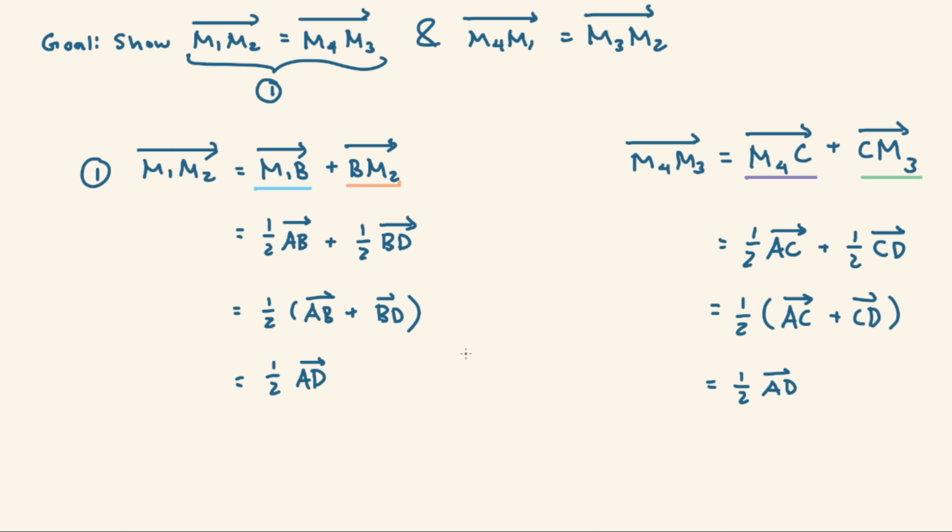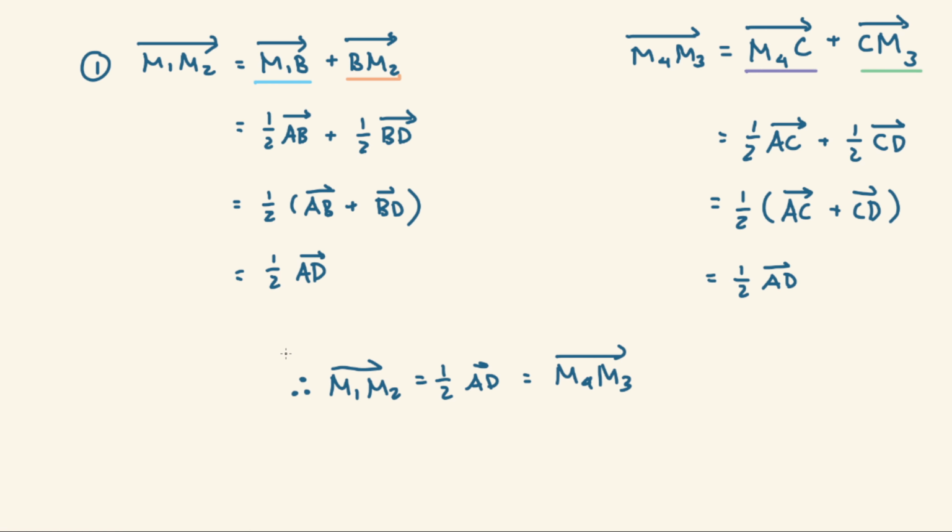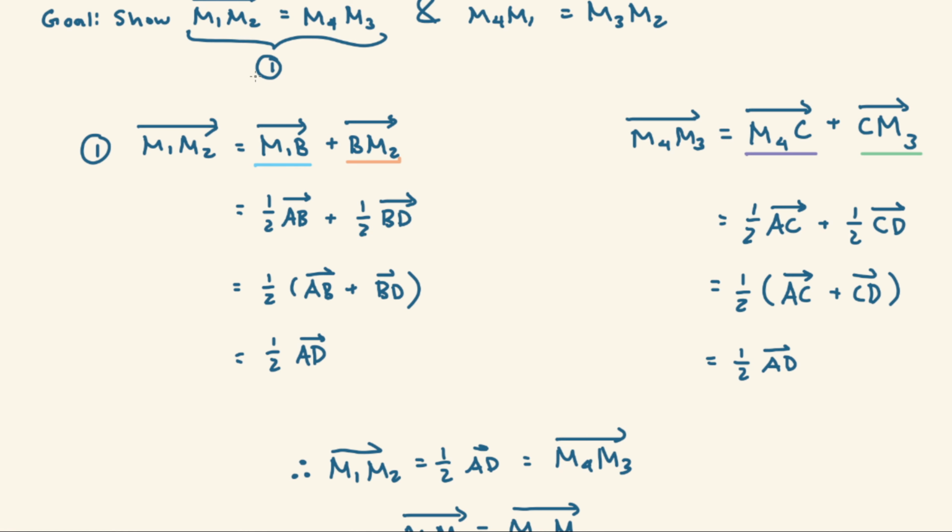And now, just by looking at these two things, we can see very clearly that M1 to M2 is equal to half of AD, and M4 to M3 is also equal to half of AD. So therefore, M1M2 is equal to half of AD, which is equal to M4M3. And so, in conclusion, if this is equal to that and that's equal to that, then M1M2 has to be equal to M4M3. And that solves this first phase of the question here.